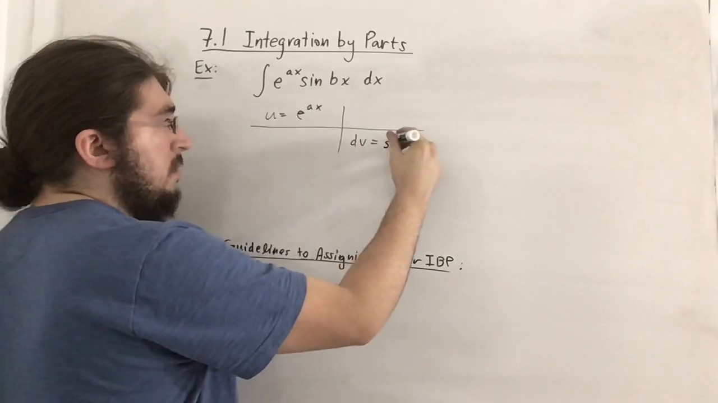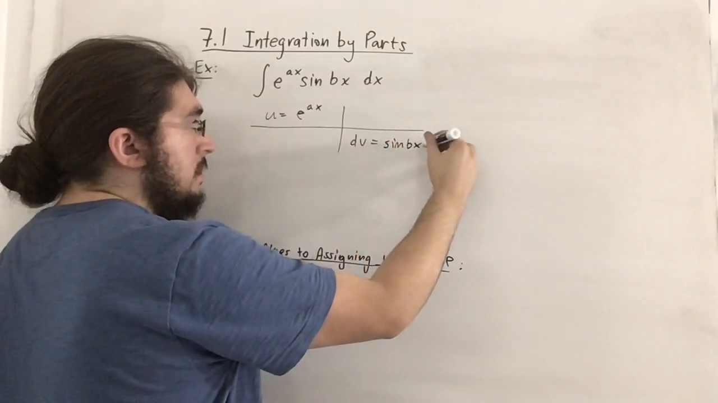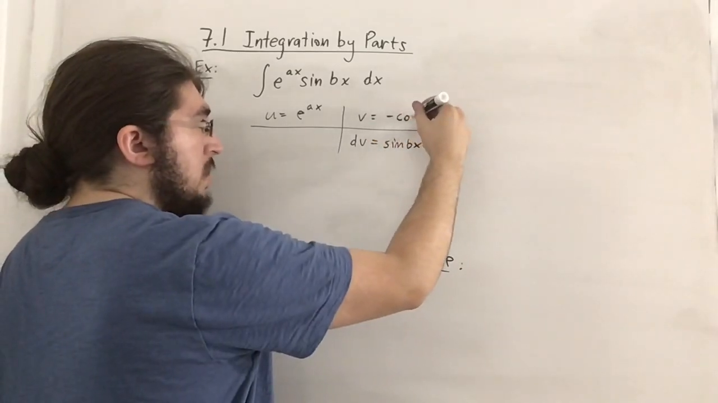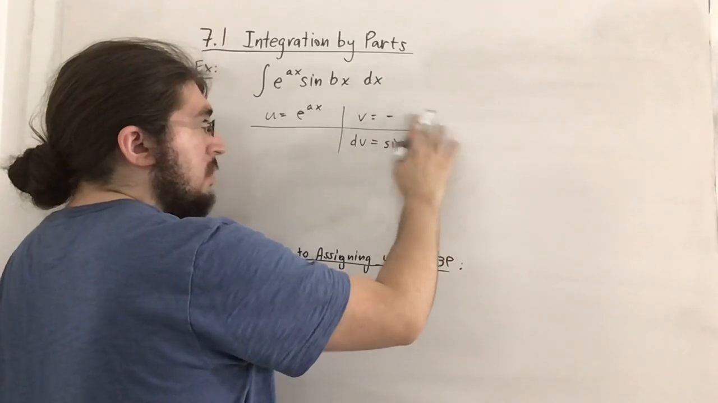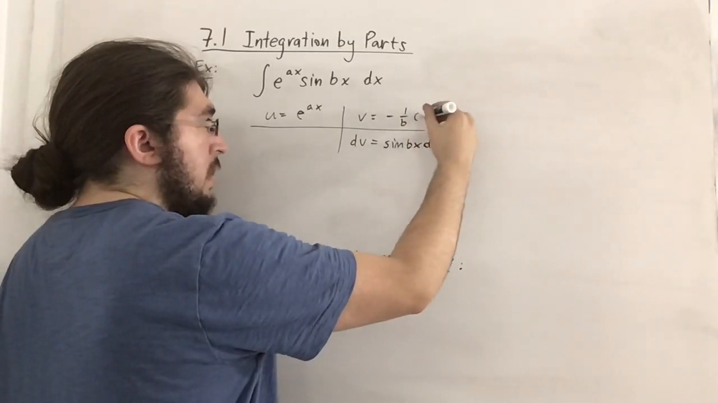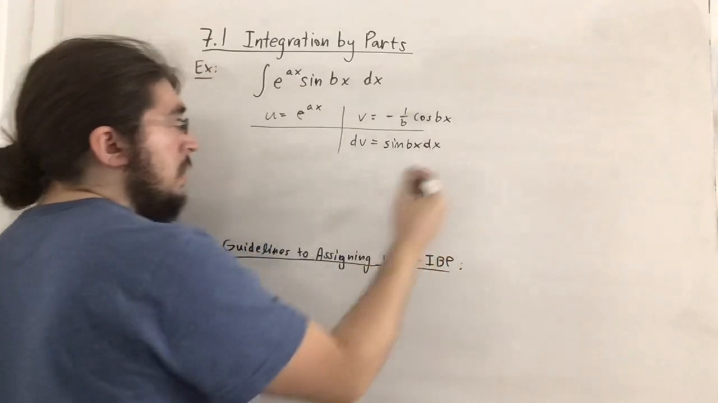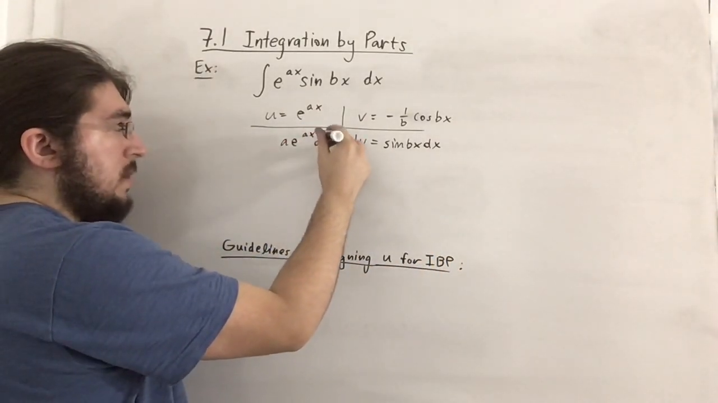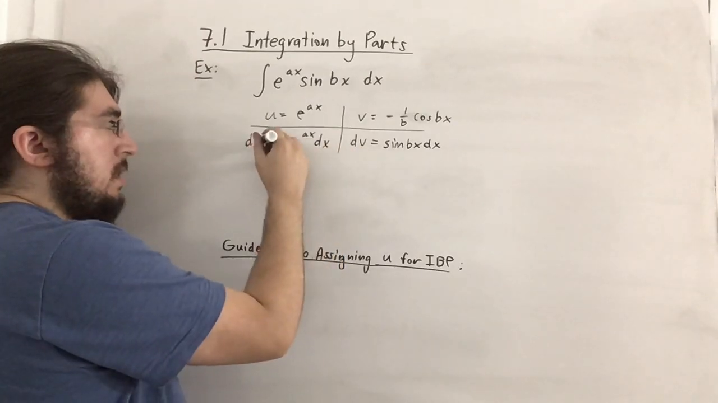Okay, so that means dv would have to be sine of bx dx. So that means v is the antiderivative of sine, which is negative cosine. But since it's of bx, we have to divide by b, so negative 1 over b cosine of bx. Derivative of e to the ax is a e to the ax by chain rule. Of course, we get a dx attached. That's du.